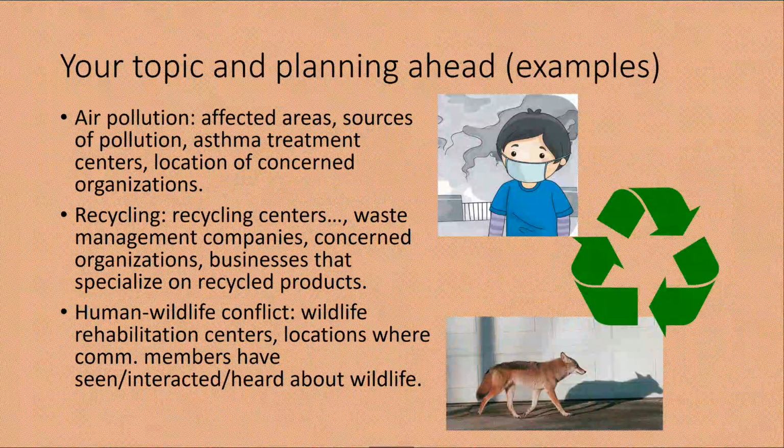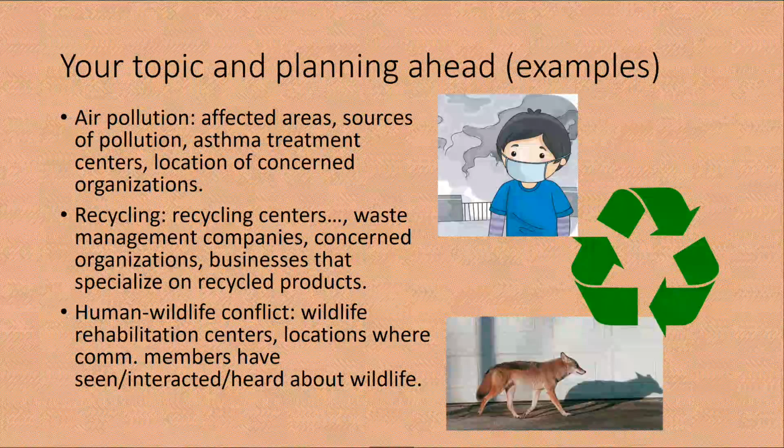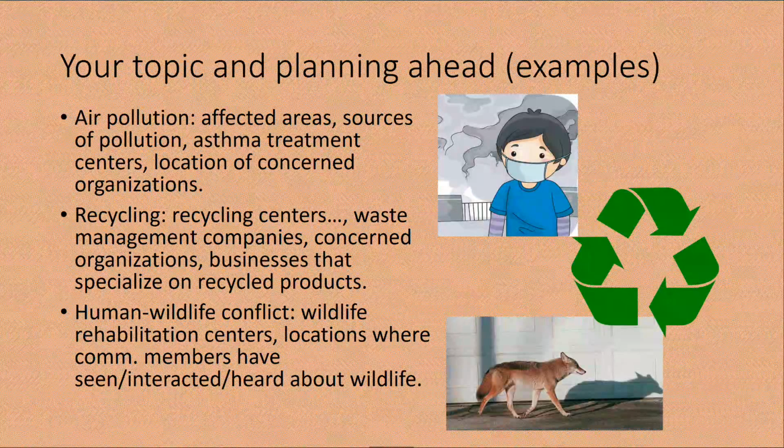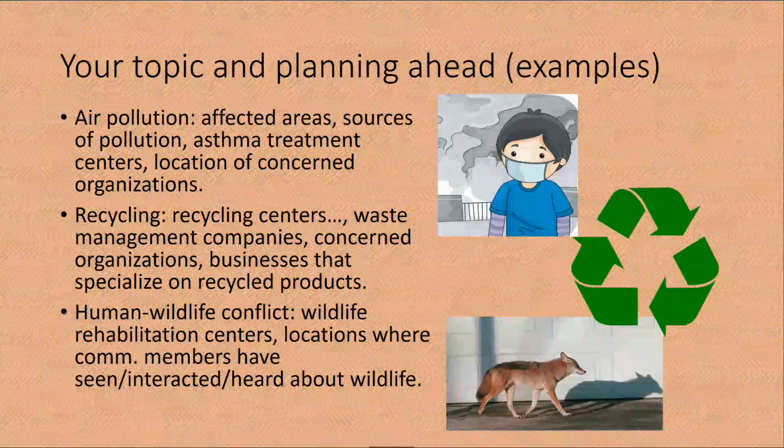So a few examples of what kinds of issues you can include in your map depending on what your topic is. If your topic was air pollution, you can, for example, map areas that are commonly affected, sources of pollution, asthma treatment centers, the location of concerned organizations, and so on. If you're talking about recycling, you can include the location of recycling centers, places where waste management companies are, where concerned organizations are, or even businesses that specialized on recycled products.